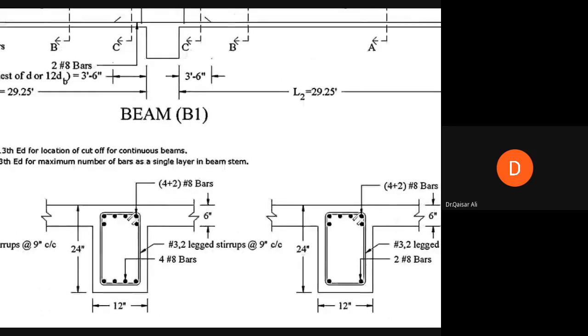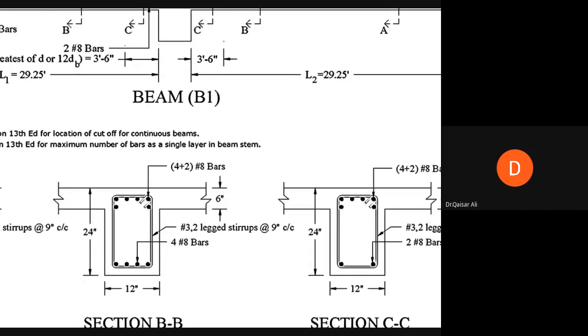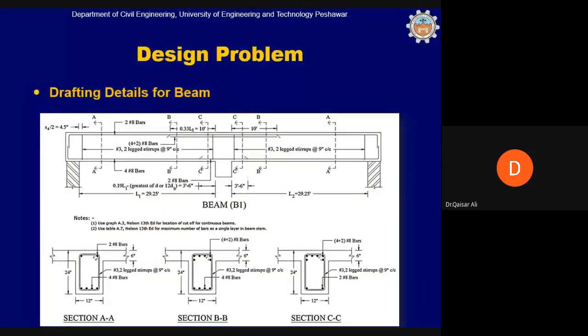in section CC, you can see only 2 bottom bars. 2 of these 4 bars have been curtailed, very close to the interior support. This cut and this cut, these 2 cuts tell you that the reinforcement here is 2 bars.